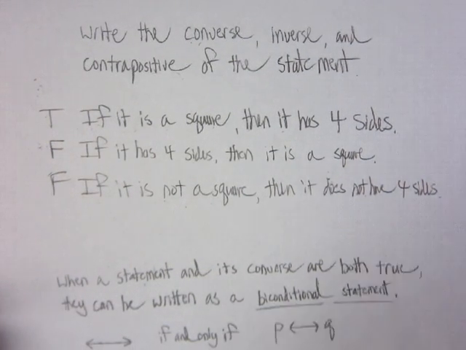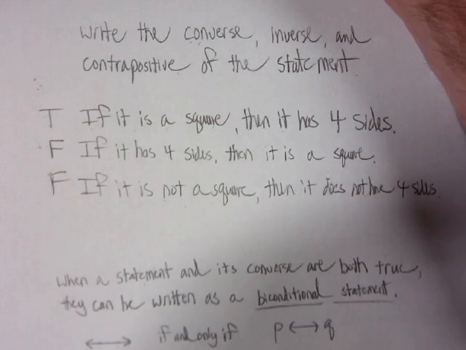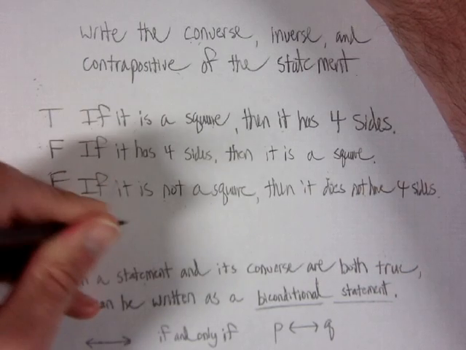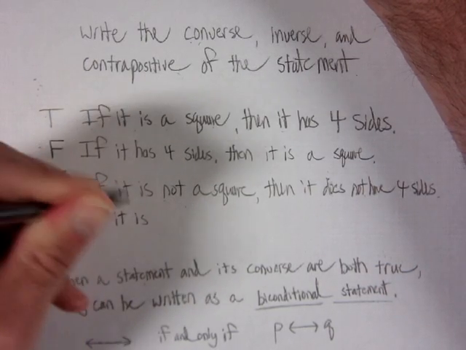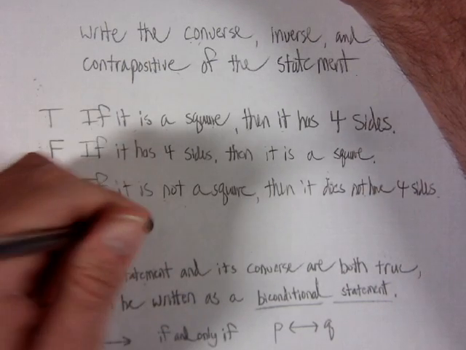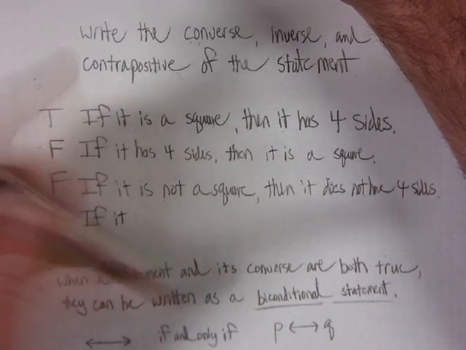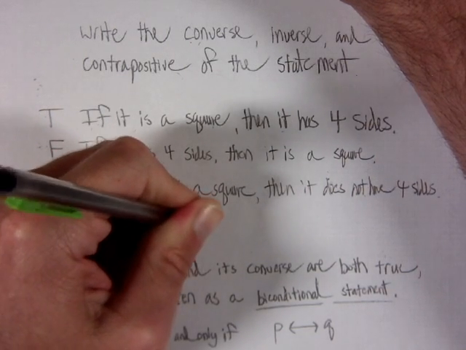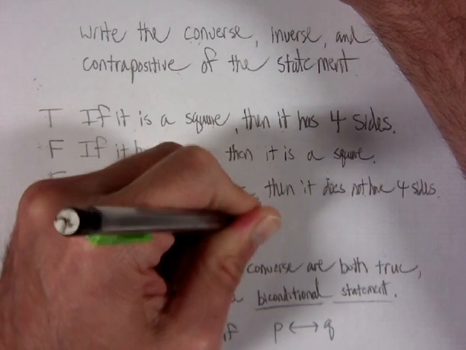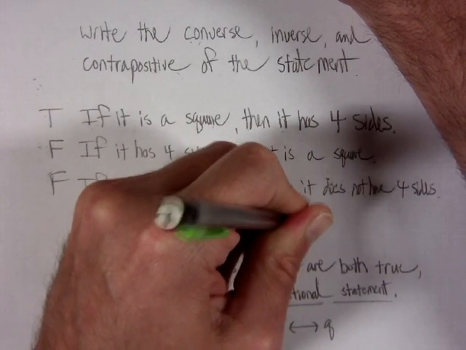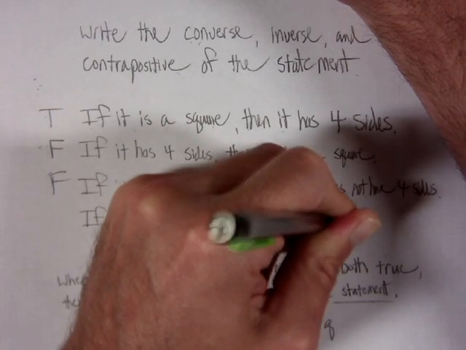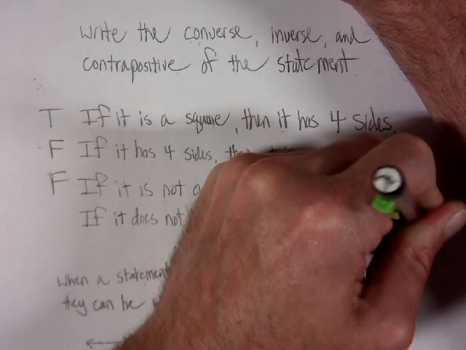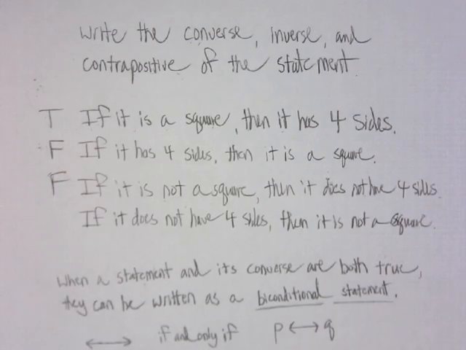Last thing we want to form is the contrapositive. We do it by switching and putting not into both. So I need to switch it and put not. If it does not have 4 sides, then it is not a square. If it does not have 4 sides, then it is not a square.